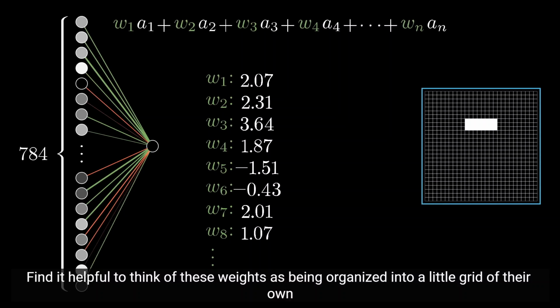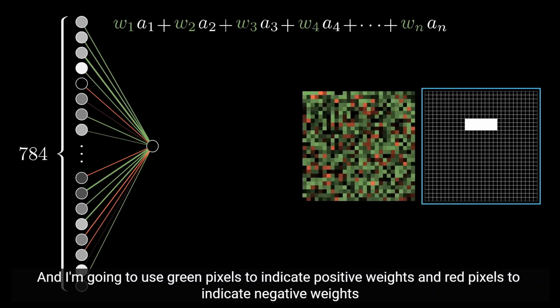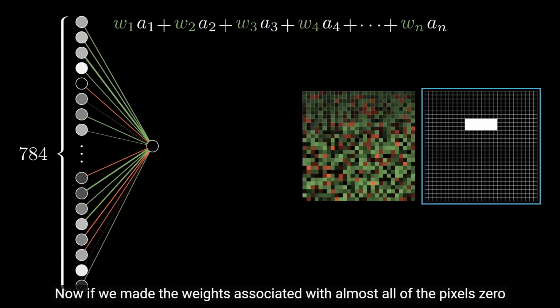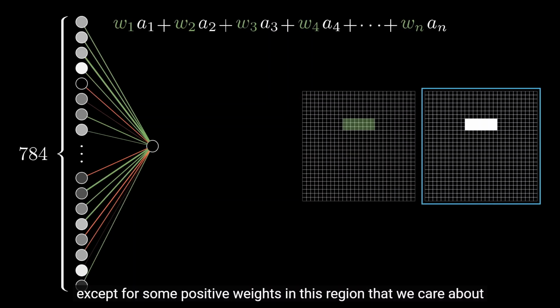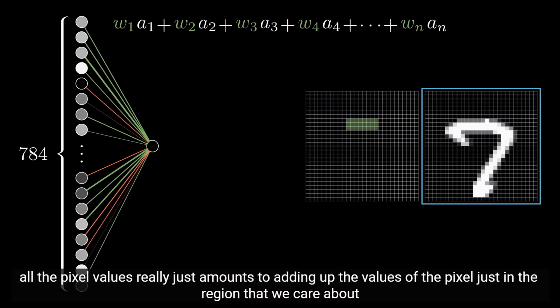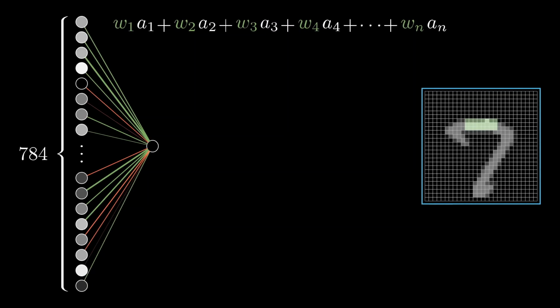I find it helpful to think of these weights as being organized into a little grid of their own, and I'm going to use green pixels to indicate positive weights and red pixels to indicate negative weights, where the brightness of that pixel is some loose depiction of the weight's value. Now if we made the weights associated with almost all of the pixels 0, except for some positive weights in this region that we care about, then taking the weighted sum of all the pixel values really just amounts to adding up the values of the pixel just in the region that we care about.